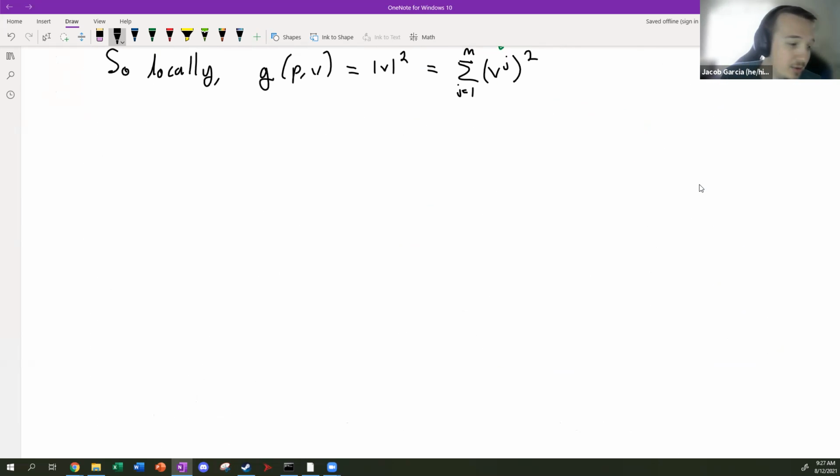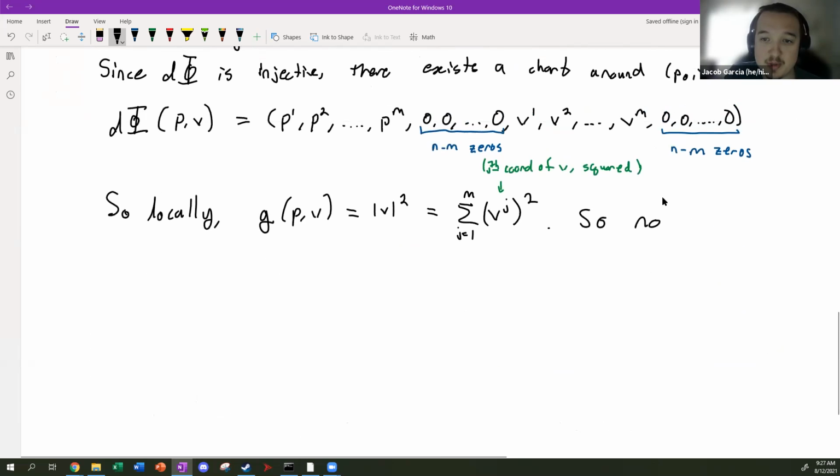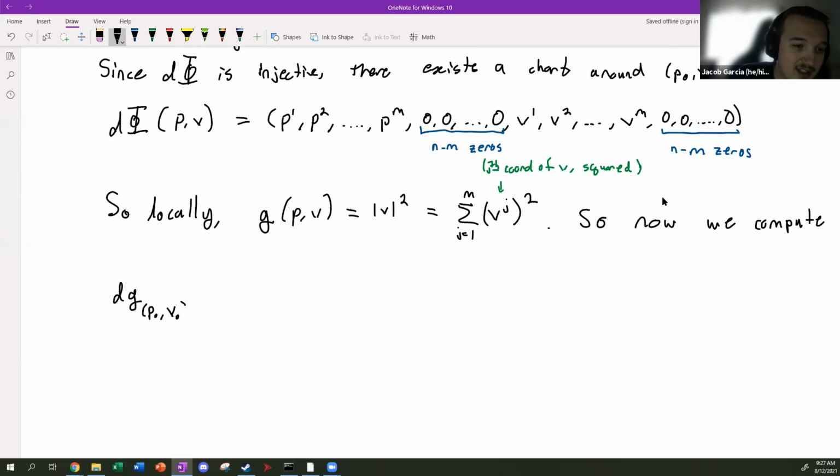So now we compute. Maybe I should scroll up one line just in case people are still copying. So now we compute the differential of G evaluated at P naught V naught, which is just, i.e., the Jacobian.